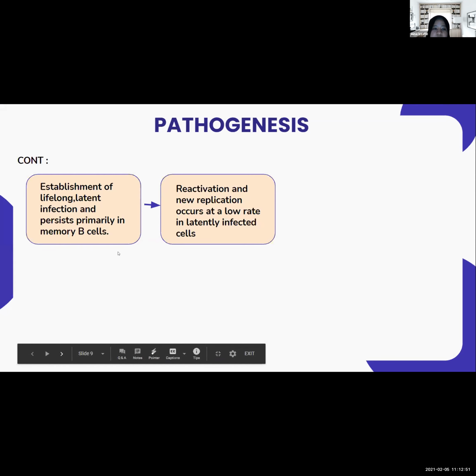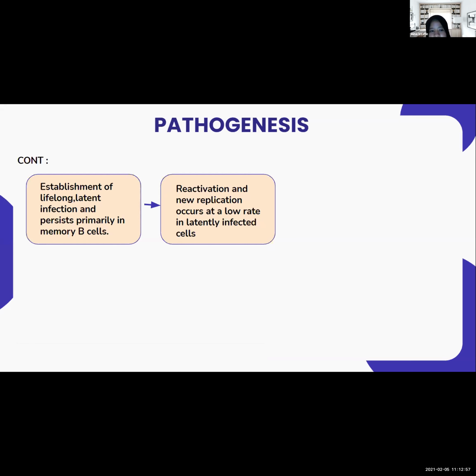Next, like any other herpes virus, EBV can establish a lifelong latent infection, and persists primarily in memory B cells because it can regulate its immunogenic proteins, and hence can escape detection by cytotoxic T cells. Reactivation and new replication can occur, but it usually occurs at a low rate in latently infected cells.